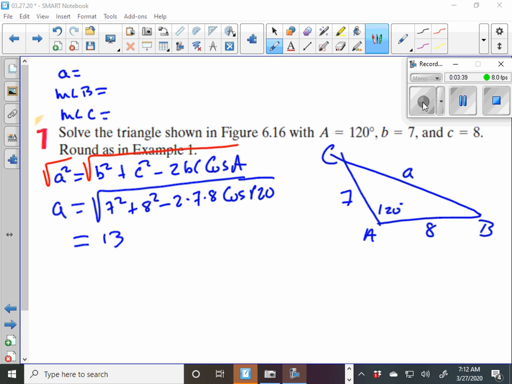Equals 13. All right, so now we are going to use the law of sines to find B and C. I think I'm going to stop there and let you figure that out. I'll remind you that sine of 120 over 13 equals sine of B over 7, and you can cross multiply and solve from there.